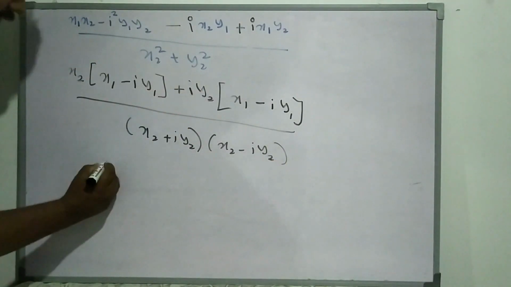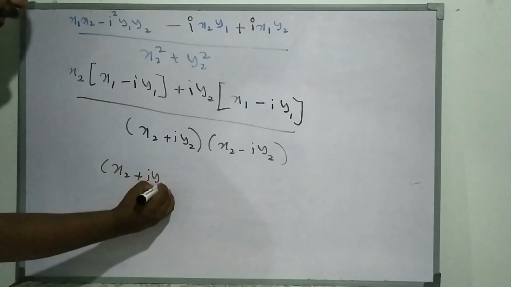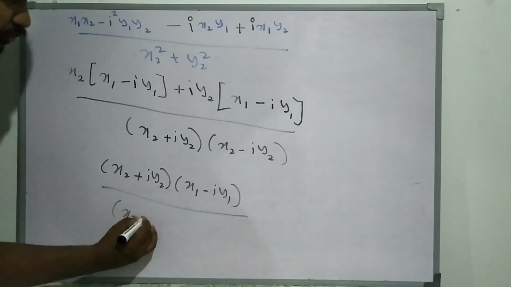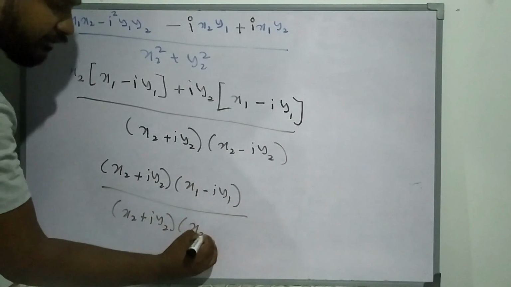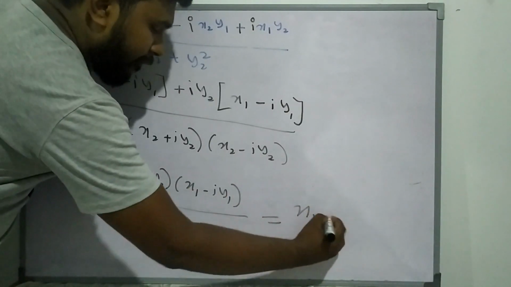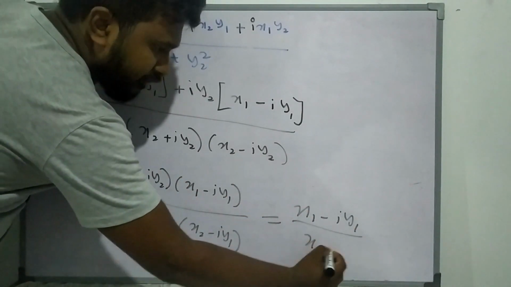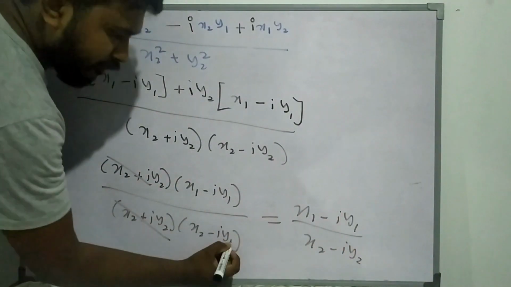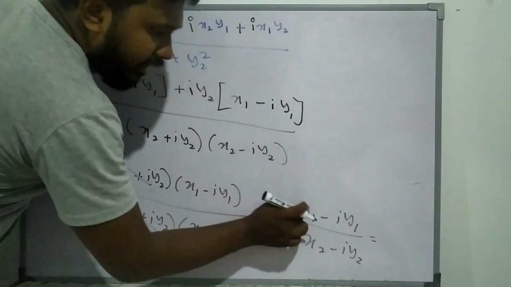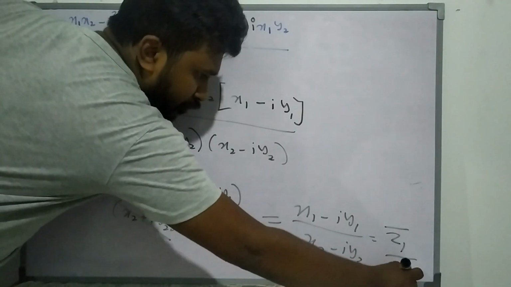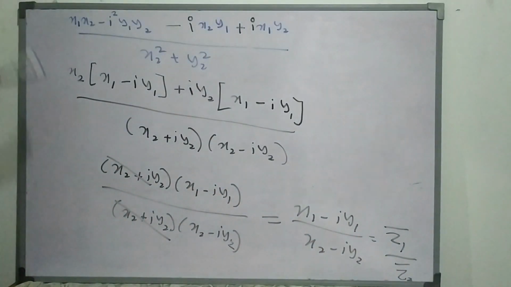So these two will be the same: x2 + i y2, x1 + i y1, and x2 - i y2, x1 - i y1. Sorry, it's i y2. So what is this? This is z1 bar, this is z2 bar. So it's proved. The fourth theorem.